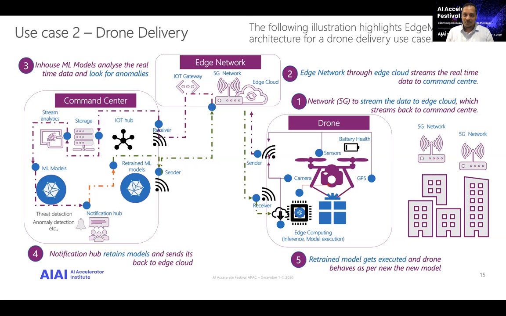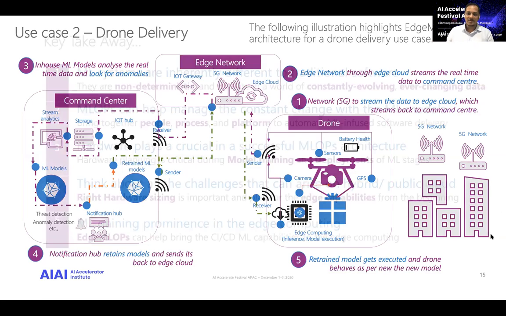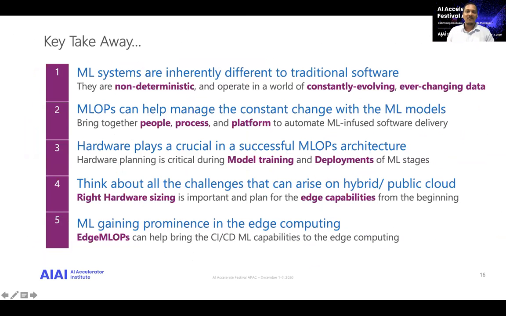But I'm writing a blog on this, so probably I can share the link, the LinkedIn and the Medium article on this. So these are the two complicated use cases where the hardware component is critical. In this case, as you could see, the IoT gateways, the 5G networks, even the edge clouds, your machine learning models that are sitting in the command centers, the edge computing devices inside the sensors, the hardware orchestration is very critical in the edge MLOps, especially in the drone delivery.